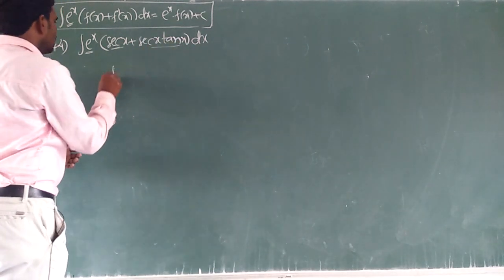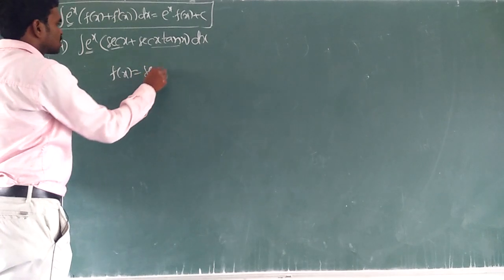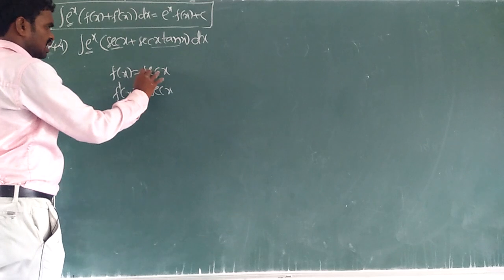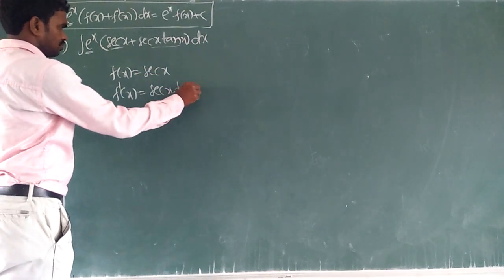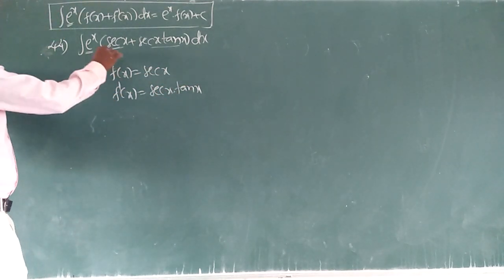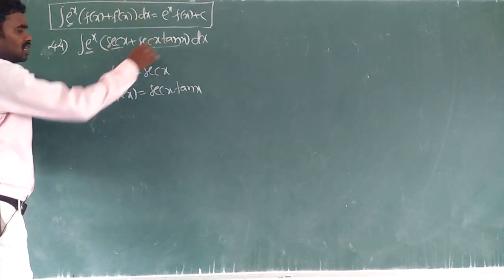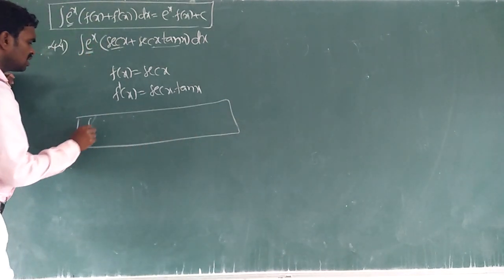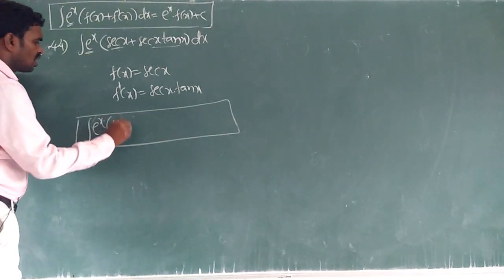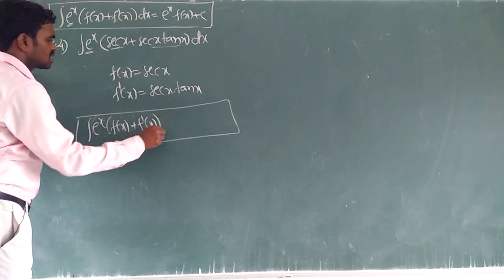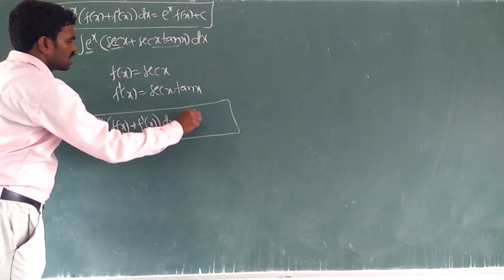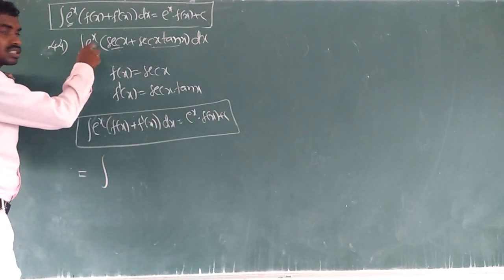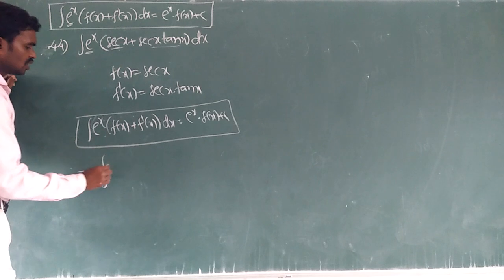So f of x is equal to secant x. So immediately derivation of this f of x, derivation of secant x, is secant x into tan x. So which formula you can apply? E power x of f of x plus f dash. So formula also I am writing here. E power x of f of x plus f dash of x dx is e power x into f of x plus c.